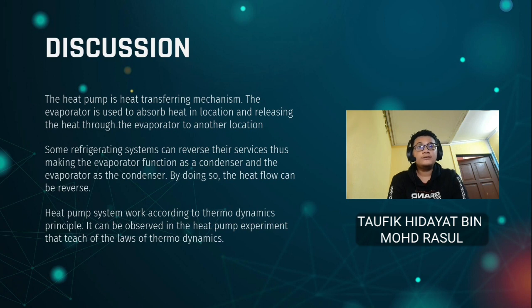Now, I would like to talk about the discussion for the mechanical heat pump experiment. The heat pump is a heat transferring mechanism. The evaporator is used to absorb heat in one location and release the heat through the condenser to another location. Some refrigerating systems can reverse their service, thus making the evaporator function as a condenser and the condenser as the evaporator. By doing so, the heat flow can be reversed. Heat pump systems work according to thermodynamic principles. It can be observed in the heat pump experiment that it reflects the laws of thermodynamics.